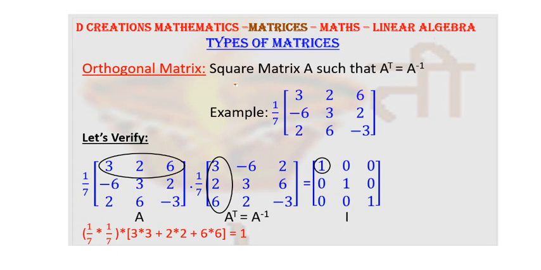Or we can say it the other way. Since this matrix is following the condition that A transpose is equal to A inverse, it is an orthogonal matrix. Now you must be wondering, what is this word or this term orthogonal doing here? Let us try to understand it.